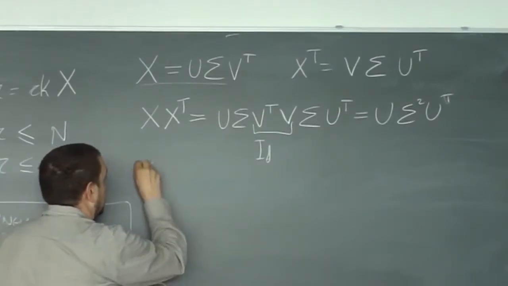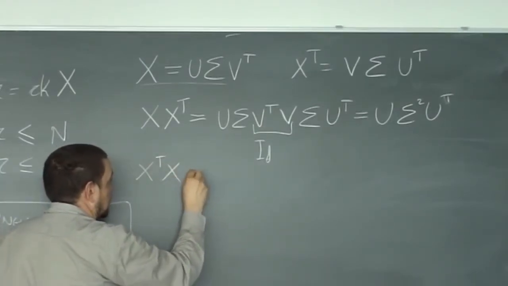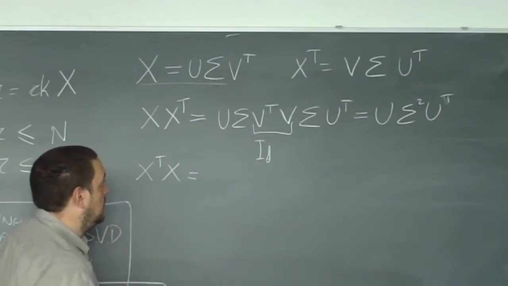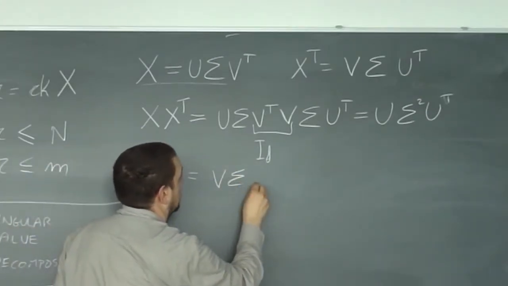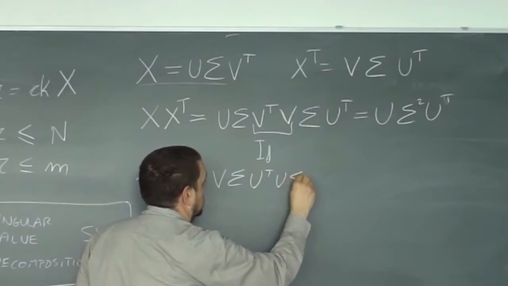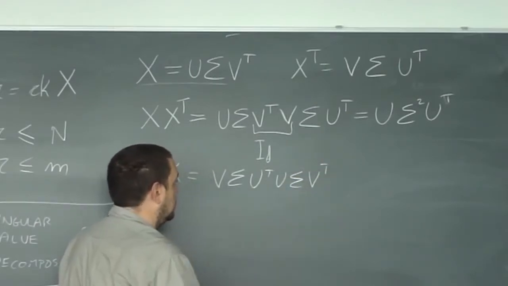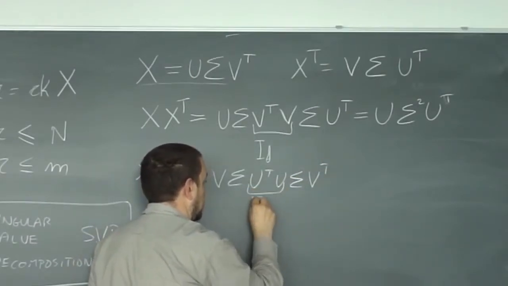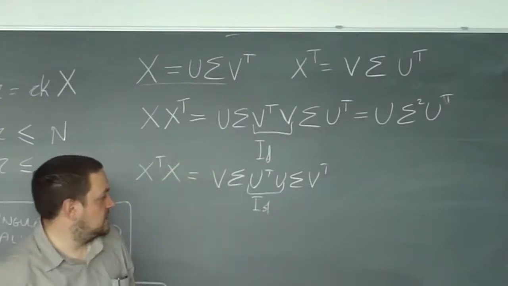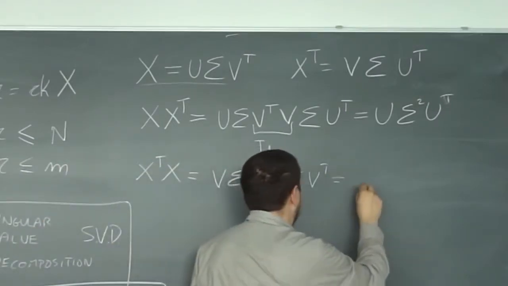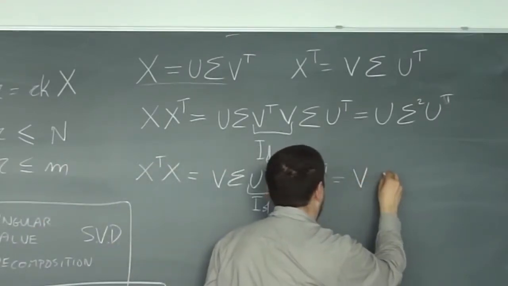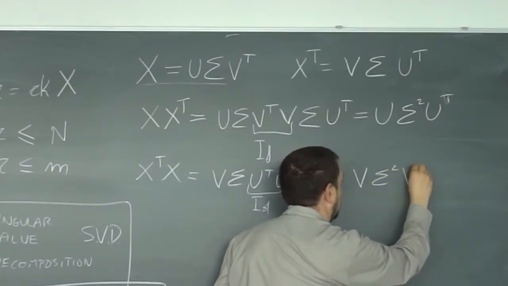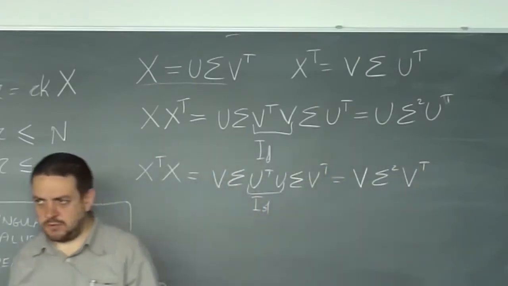Same reason, X transpose X is V sigma U transpose U sigma V transpose. This is another identity matrix, so this becomes V sigma square V transpose.